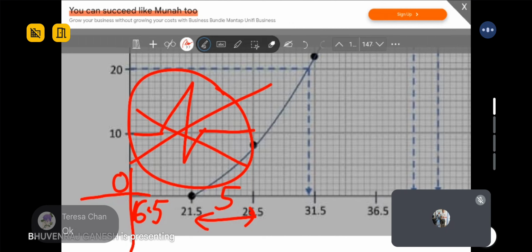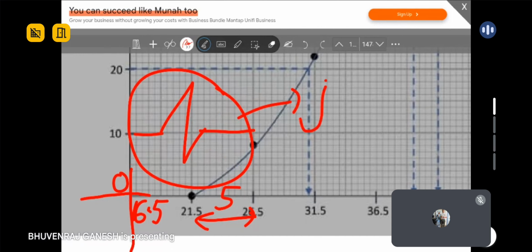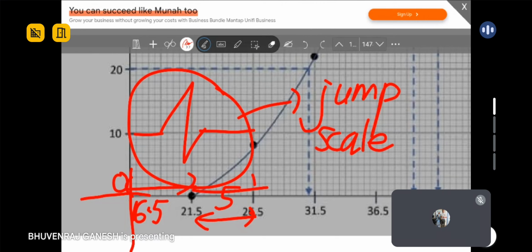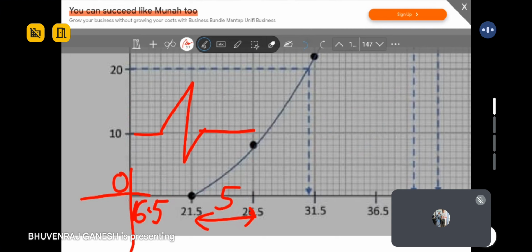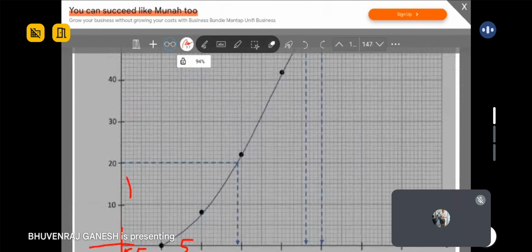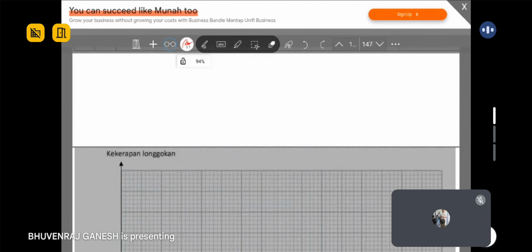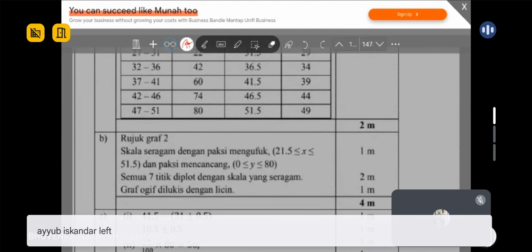Jangan guna symbol tu. I know this symbol actually means that you jump scale guys. They actually trying to show this meaning when you draw the graph. This means that you jump the scale. Like example, 21.5 suddenly become 5. So that's why people draw the symbol, but in SPM don't do. Okay? Just to let you guys know what's the meaning only. Okay? So now you can already read the value. Okay, baca nilai sahajalah.